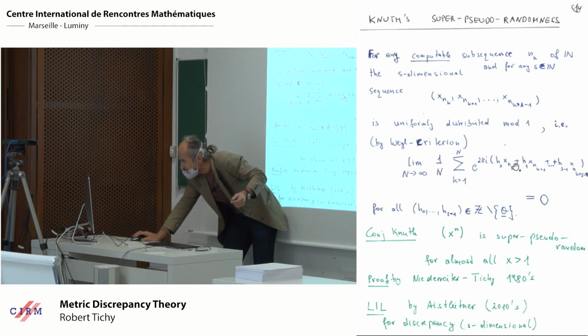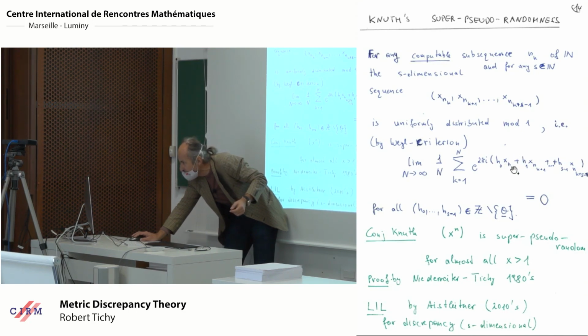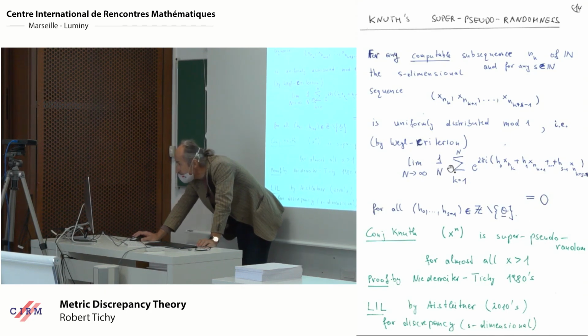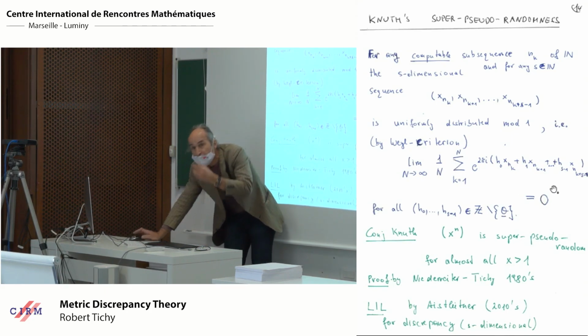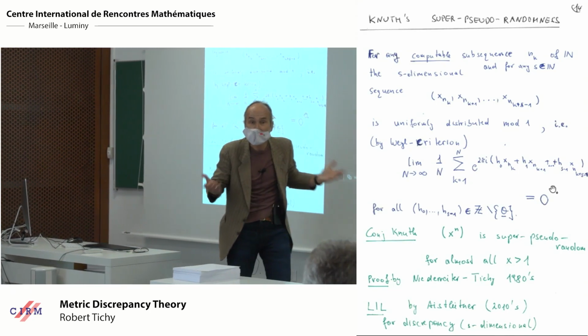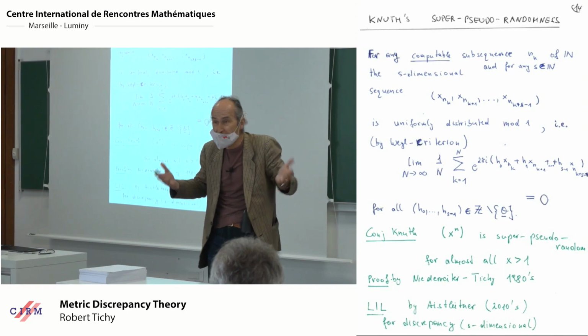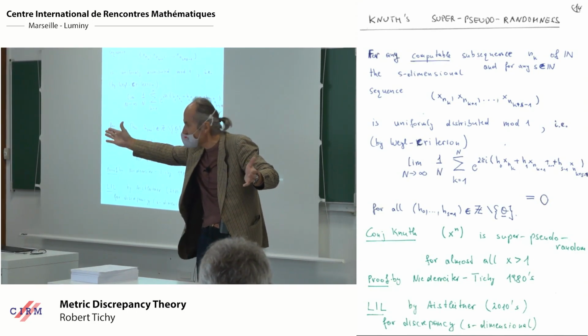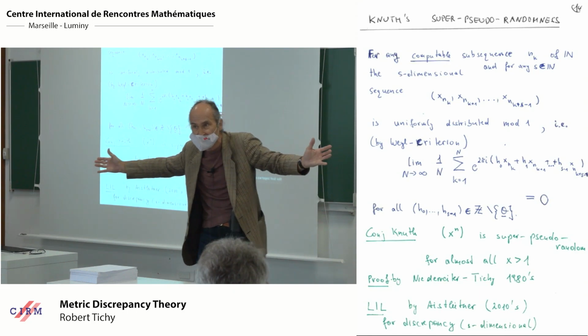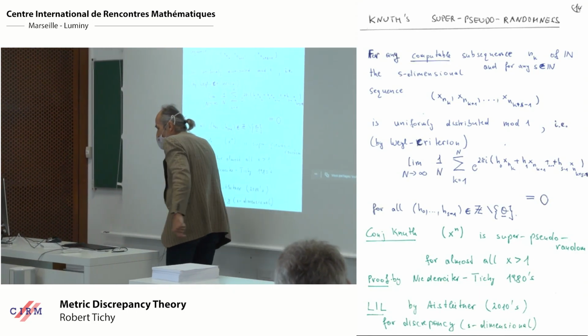You have exponential sums, and in the exponents you don't have integral multiples of one coordinate, but all coordinates in a linear combination, where the linear combination is not allowed to be trivial. So not all factors are 0, and this mean has to converge to 0. This is one possibility to formulate equidistribution of sequences, and this is the correct S-dimensional formulation of equidistribution.